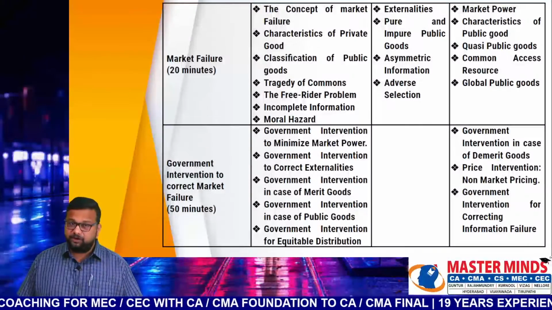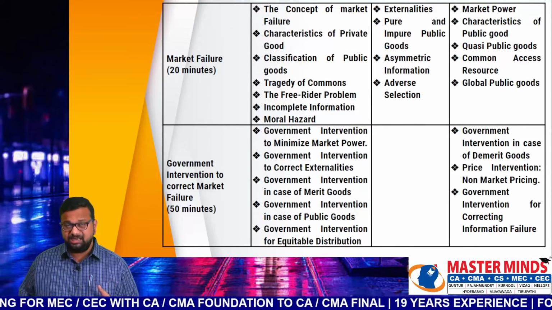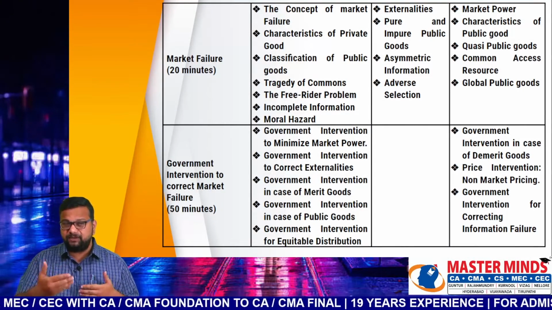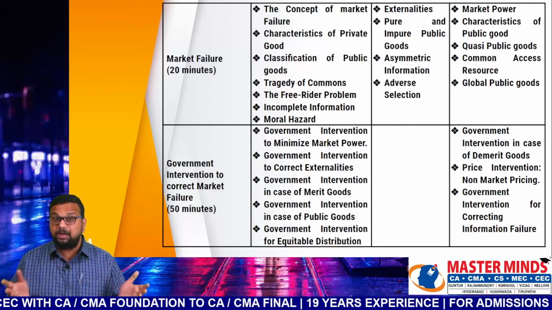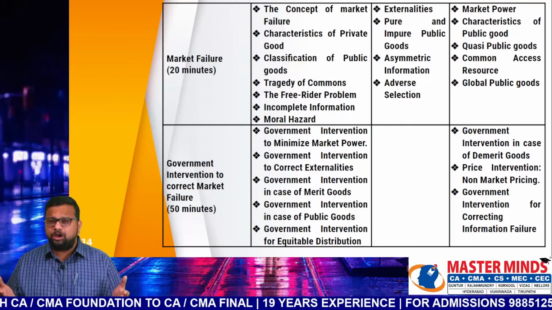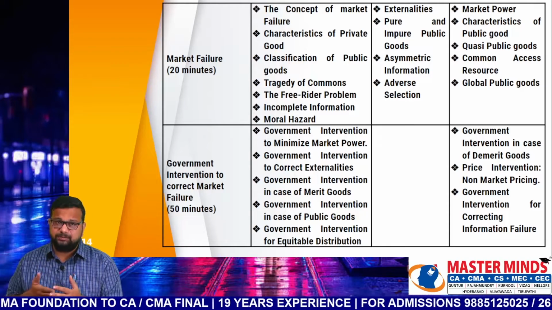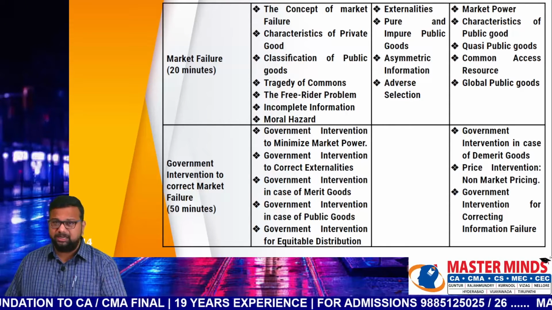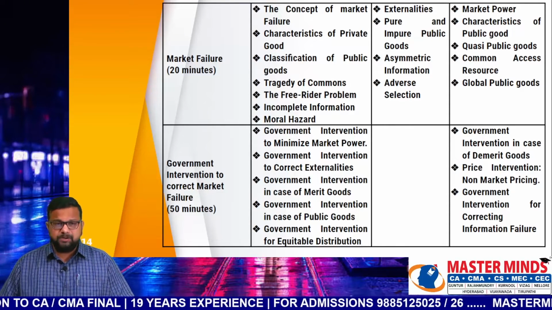Next, market failure. For this, 20 minutes is sufficient. And generally, in our Mastermind material, market failure and government intervention to correct market failure have been clubbed into one. So if you're following Mastermind material, stick to the ABC category. If not, then you can revise in this manner. So 20 minutes is sufficient for market failure.